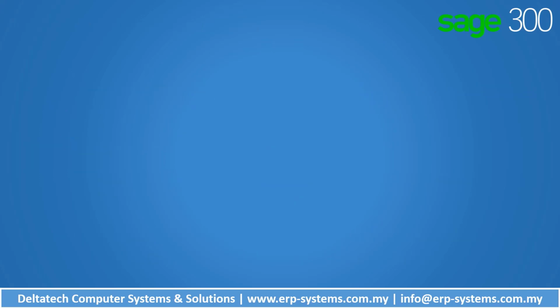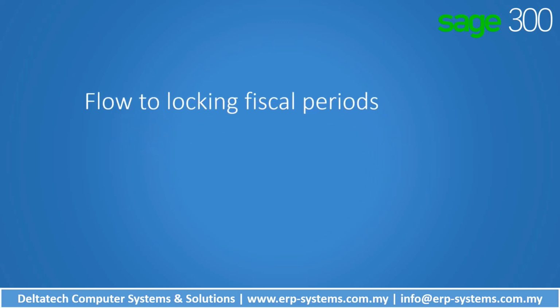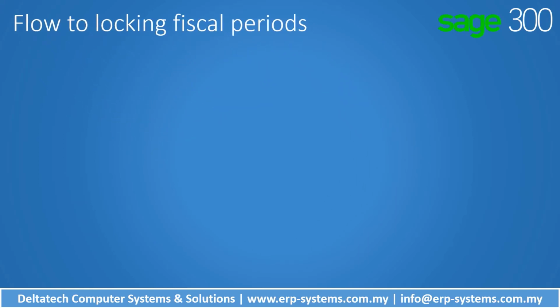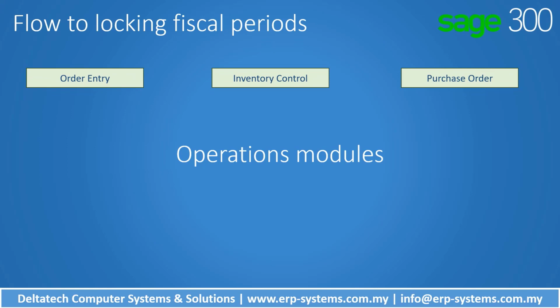In Sage 300, you can lock fiscal periods by modules. Before we lock a fiscal period, let's look at the flow we should adopt in the process. If you use the operations modules, such as order entry, inventory control or purchase order, transactions in these should be reconciled and finalized first. This is because these modules generate transactions that are posted to other modules within Sage 300.